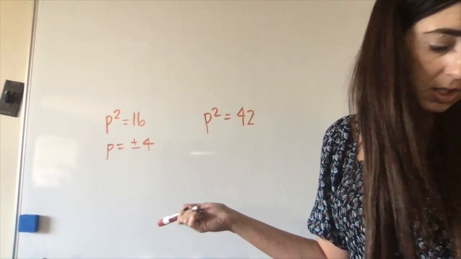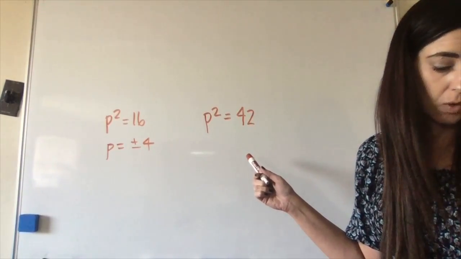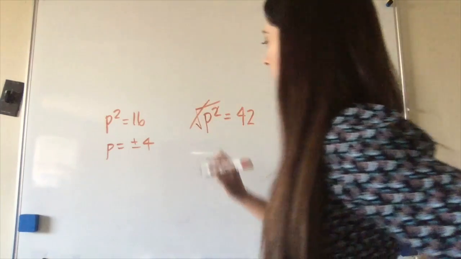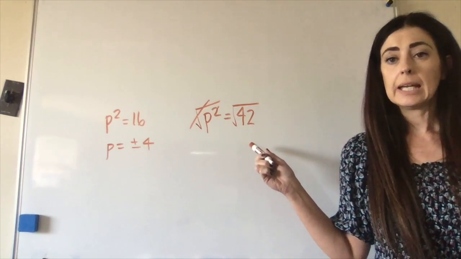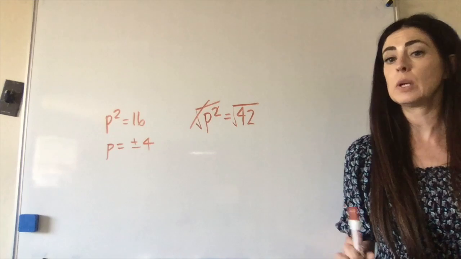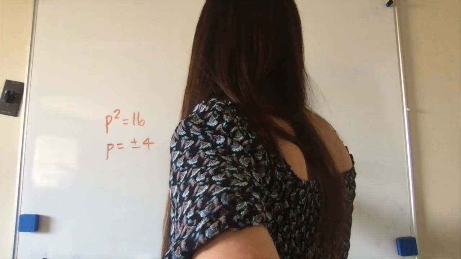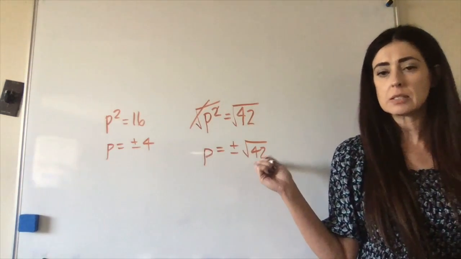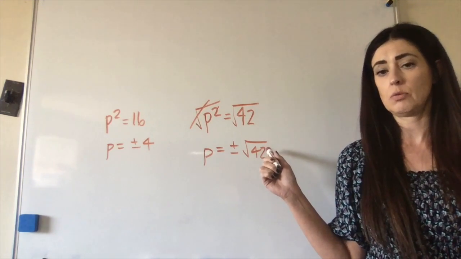Now the second example says p squared equals 42. So if we take the square root of both sides, the square and the square root cancel out. Now can we take the square root of 42? It is not a perfect square, so we can't, but we know there is some value that could ultimately satisfy this number. So the way this looks is we say p equals plus or minus the square root of 42. So we know that something positive times something positive, or something negative times something negative, equals 42.